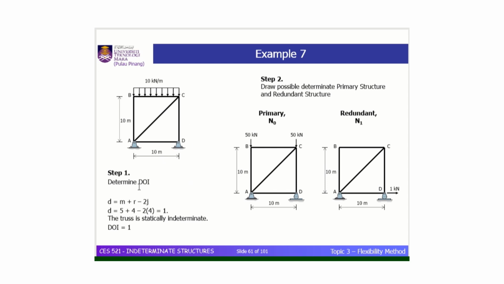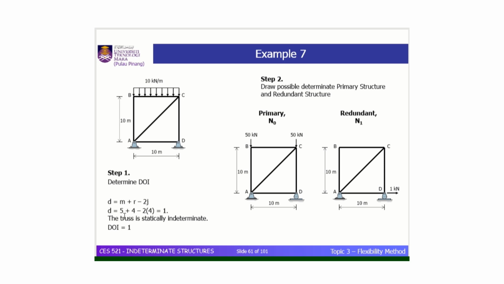For truss, to determine the DOI, M plus R minus 2J. M represents the members: 1, 2, 3, 4, 5. R represents the reactions. You have a pin support at A and pin support at D, so two reactions at A, two reactions at D. So this is 4 minus 2J. J represents the joints. You have joint at A, joint at B, joint at C, and joint at D. So 2 multiplied by 4. So 9 minus 8 equal to 1. So this is an indeterminate truss with 1 DOI.